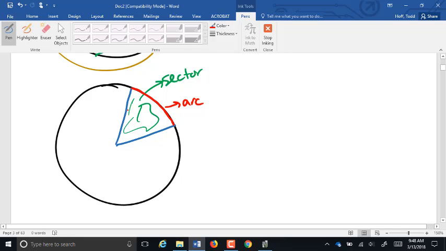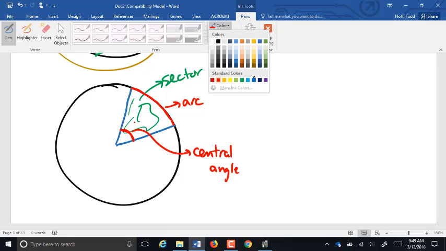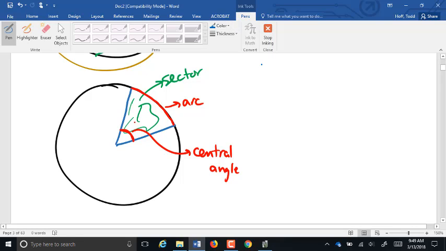And the size of that all is defined by, this is called the central angle. It makes sense. It's a central angle because it's at the center of the circle. The vertex is at the center of the circle. We have some formulas here that go with the sector area.